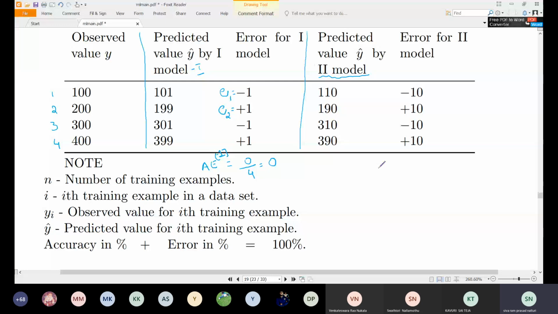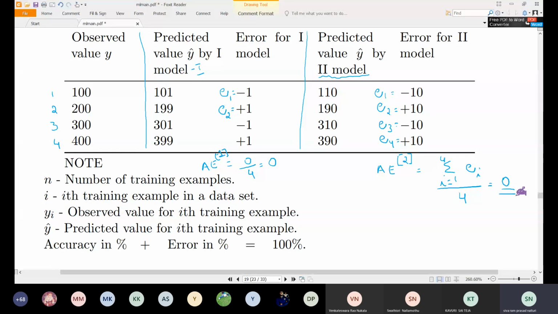And if you calculate the average error for the second model. Okay, so the sum of all the errors, suppose this is E1, E2, E3, the error for the third example, the error for the fourth example. Sum of all the errors, so sigma i equal to 1 to 4 in our case, Ei, divided by 4. So which is 0.